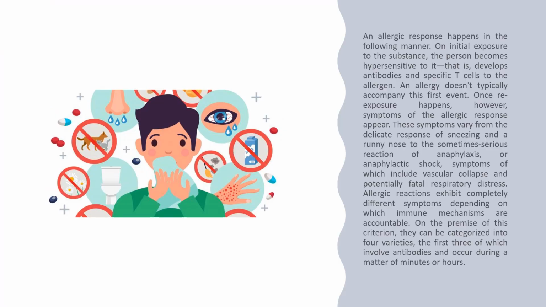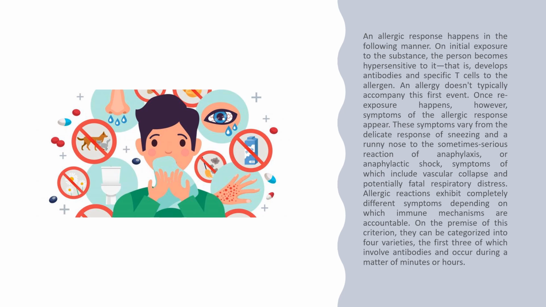An allergic response happens in the following manner. On initial exposure to the substance, the person becomes hypersensitive to it, that is, develops antibodies and specific T cells to the allergen. An allergy doesn't typically accompany this first event. Once re-exposure happens, however, symptoms of the allergic response appear.